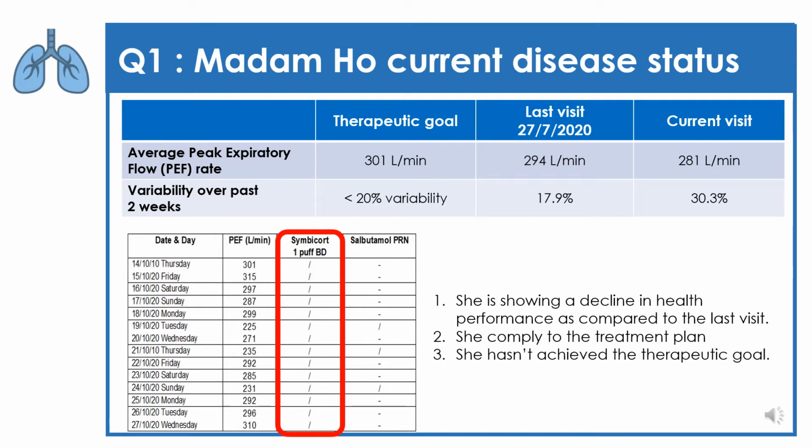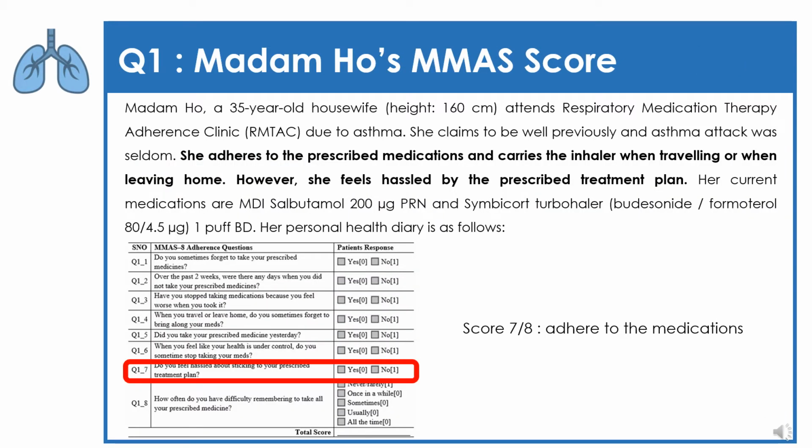As you can see in the table here, she complied with the treatment plan, which is she took the Symbicort every single day. Symbicort is the drug used to prevent acute exacerbations. However, she has not achieved the therapeutic goal. For Madam Ho's medication adherence test, she scored 7 out of 8, which indicates high adherence to the treatment regime. Referring back to the Morisky medication adherence scale, you can see that the only 1 point she lost was at question 7, where she feels hassled about sticking to the prescribed treatment plan.